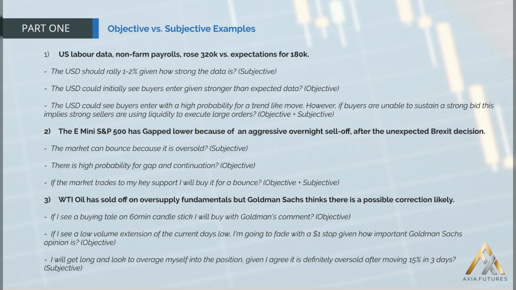Now, our second example. As you can see, the E-mini S&P 500 has gapped lower because of an aggressive overnight sell-off after the unexpected Brexit decision. So a lot of you would have seen this example. A lot of you would have come the next day and said, well, the UK's left, it was never expected, this is the worst thing that's ever happened. All we got to do all day is sell, sell, sell, sell, sell. A lot of you would have been dragged into a subjective idea there.